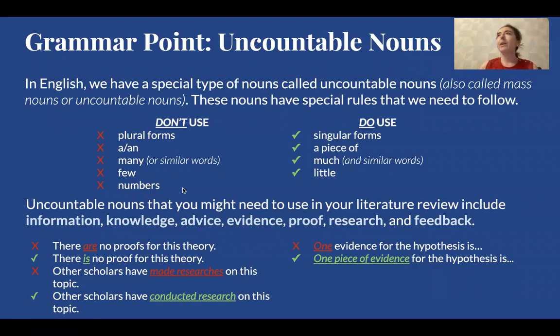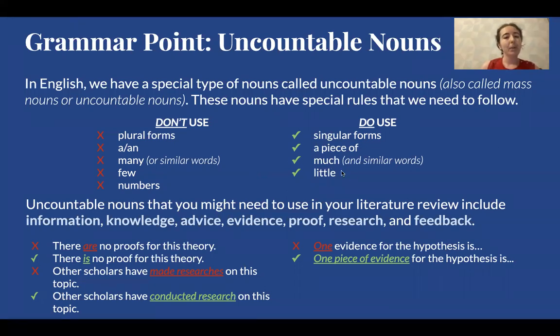So words like, let me give an example, furniture, right? Furniture is a general type of thing. It's a general category. We can't in English say furnitures. That's incorrect. Nor can we say a furniture. Nor can we say many furnitures or few furnitures. We can't say two furnitures, right? We can only use the word furniture singular. So we use singular forms, furniture. We can say a piece of, right? So instead of saying just a, we can say a piece of furniture. Much furniture sounds a little bit odd.